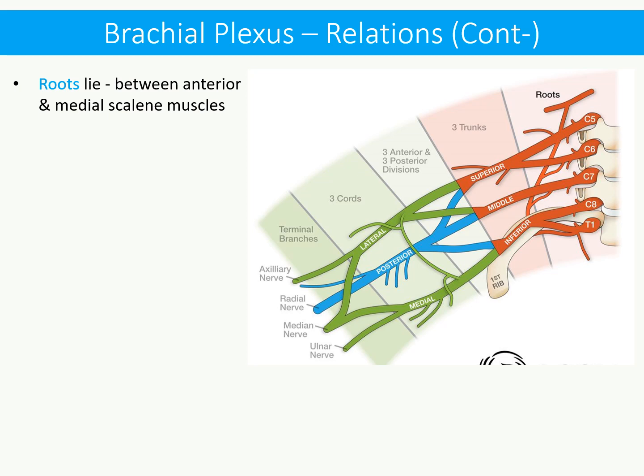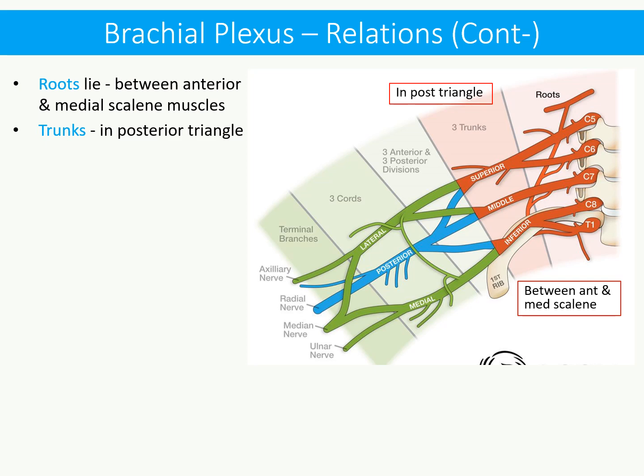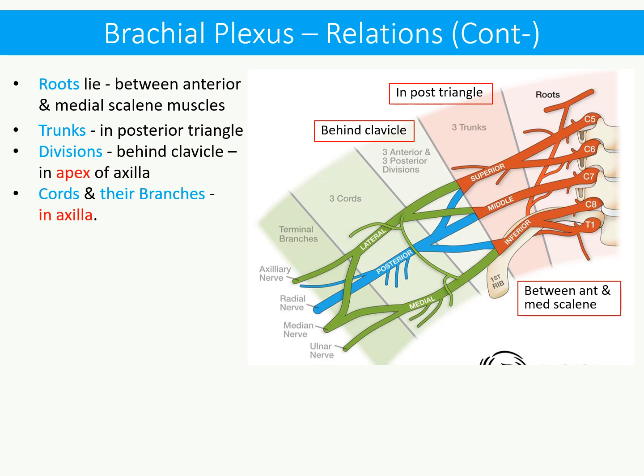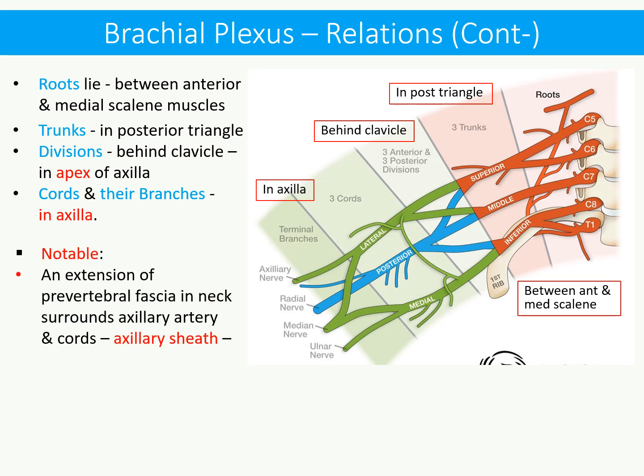Roots of the brachial plexus lie between anterior and medial scalene muscles. Trunks are present in the posterior triangle, whereas divisions of the trunks lie behind the clavicle in the apex of axilla. And finally, the cords and their branches are present in the axilla.